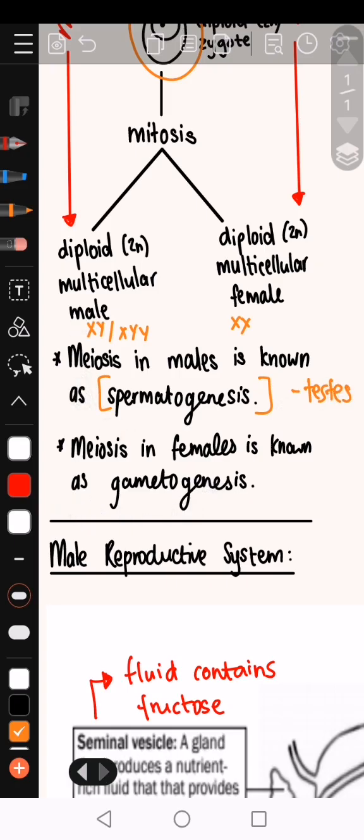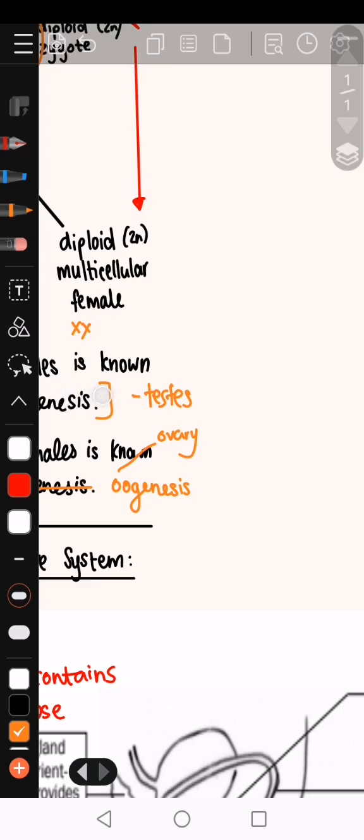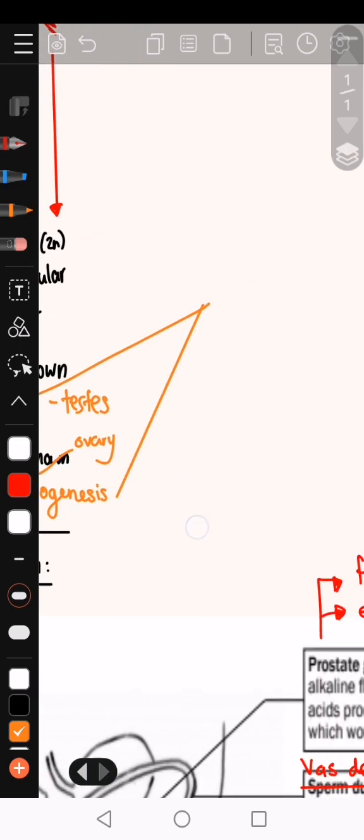And meiosis in females is not known as gametogenesis. That is a mistake on my part. It is known as oogenesis. So please make that correction. I forgot to make that correction before I started the recording. But make sure that you make that correction. It is oogenesis. And oogenesis, the O means it takes place in the ovary. But spermatogenesis and oogenesis, if we're referring to the two terms collectively, it is known as gametogenesis.